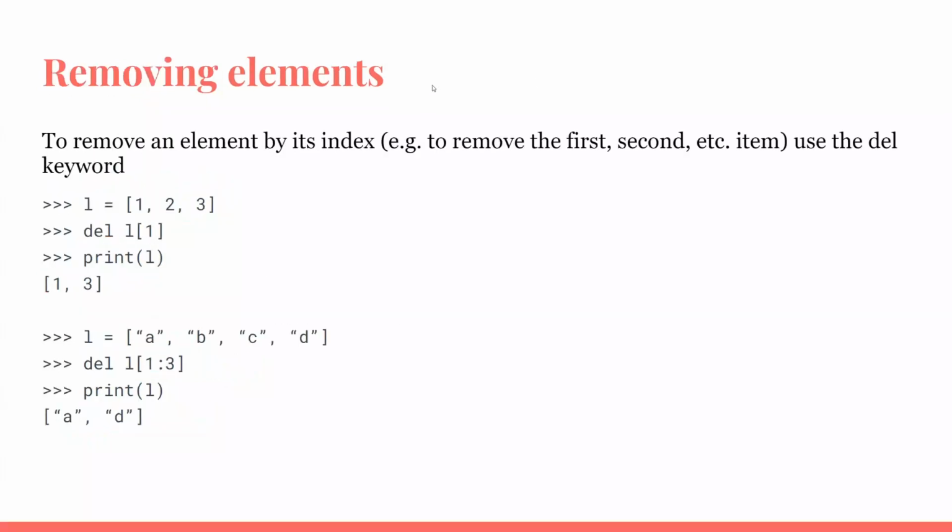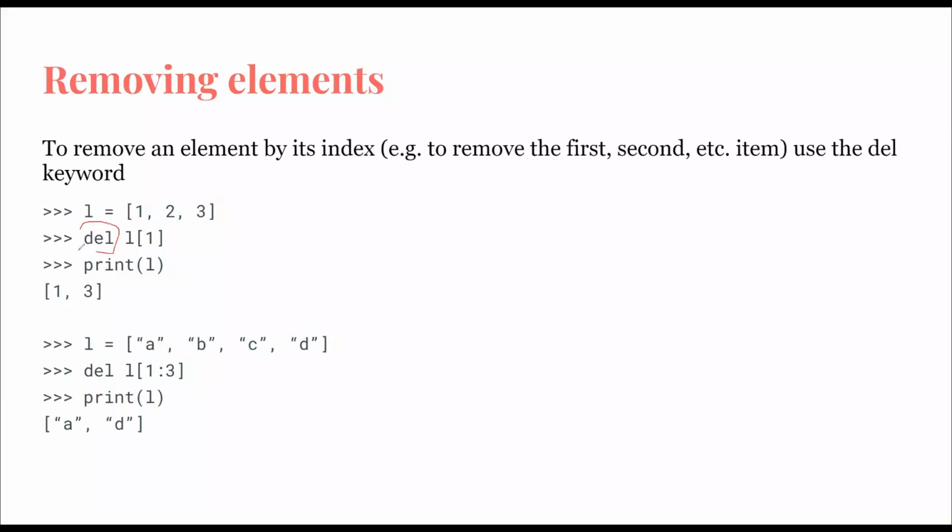And then to remove elements, you'll be using the del keyword, short for delete. Basically you're deleting the L at index 1. So again, 0, 1, 2, this is the index. So index 1 will be the number 2. So when we see that number 2 gets removed, we have 1 and 3 remaining in our list.